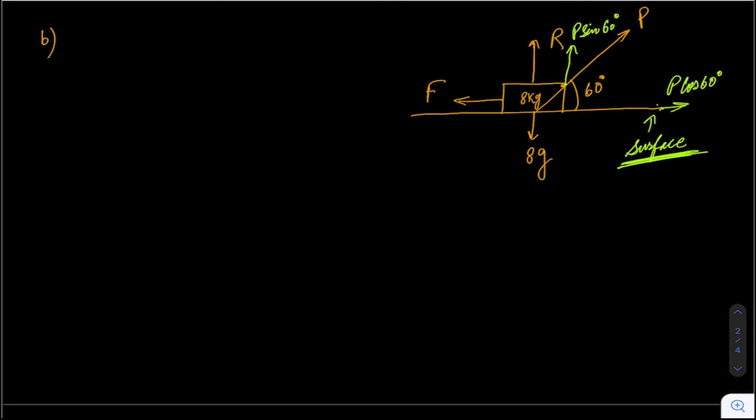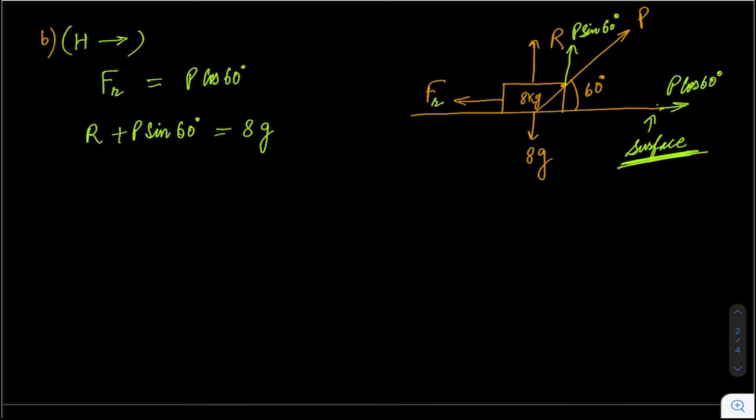So now let's write the equation in the horizontal direction and in the vertical direction one by one. In the horizontal direction, on the left side a force F is acting, that is the friction force, and no other force is there on the left. On the right-hand side, the force that is acting is P cos 60 degrees. So this is my equation. Next, in the vertical direction, R plus P sin 60 degrees is equal to the downward force, that is 8g.